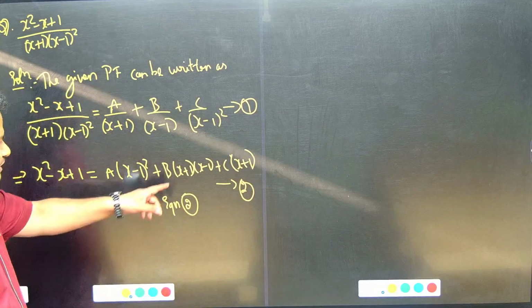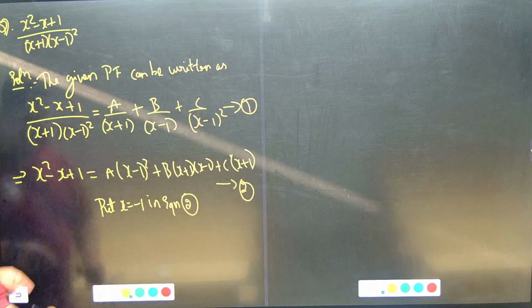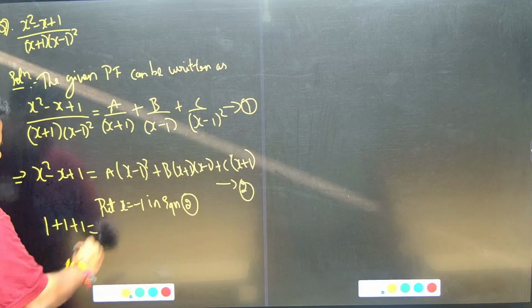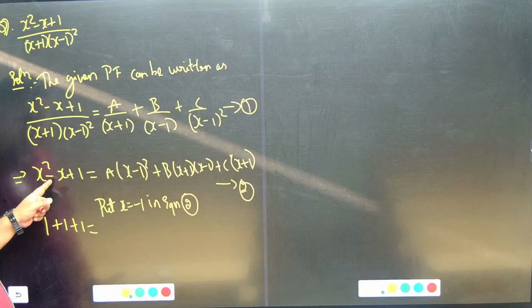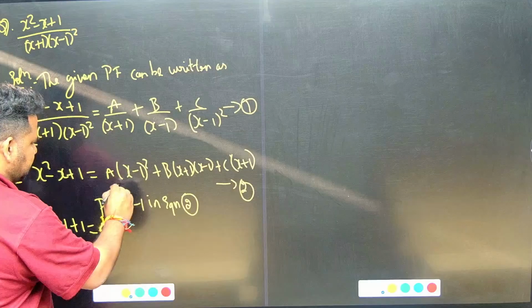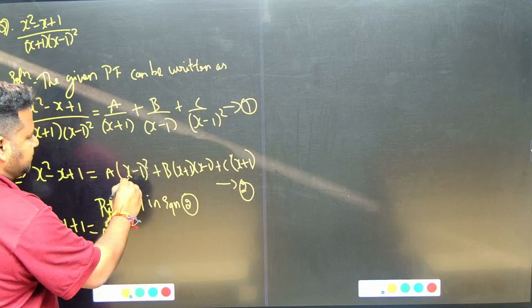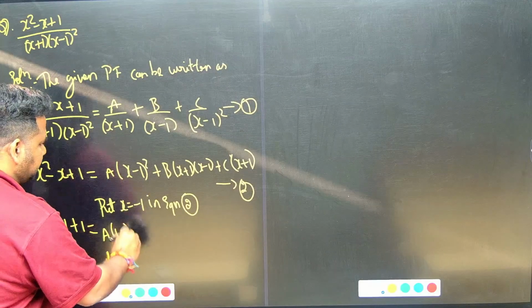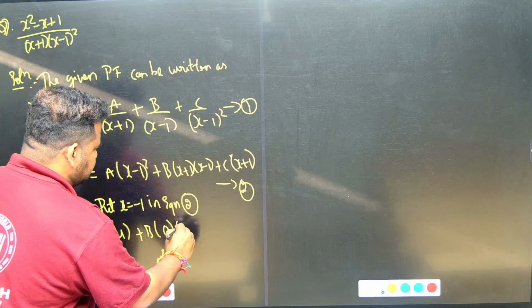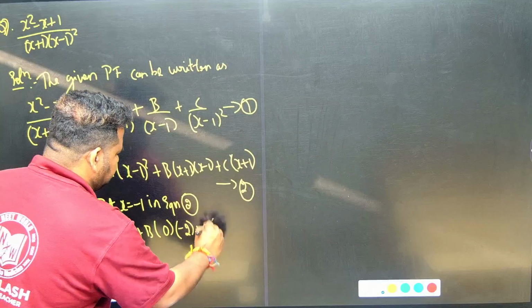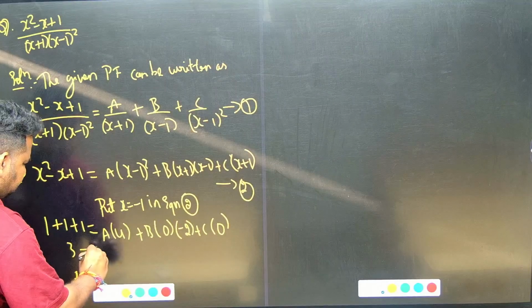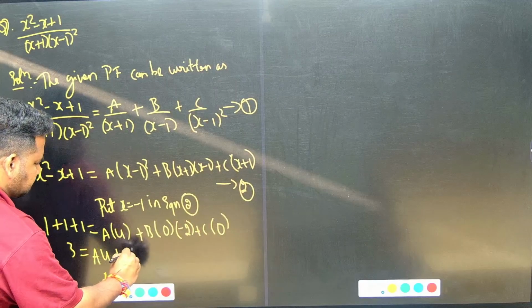What will happen if I put x is equal to minus 1? Minus 1 square is 1, minus of minus 1 is plus 1, so we get 3, which is equal to a into minus 1 minus 1, that is minus 2 whole square, which is 4a, plus b into minus 1 plus 1, that is 0, into minus 2, plus c into minus 1 plus 1, that is 0. So I will have 3 is equal to a into 4 plus 0 plus 0.